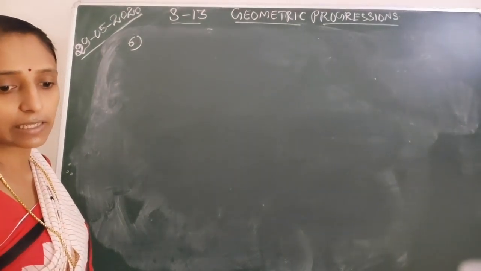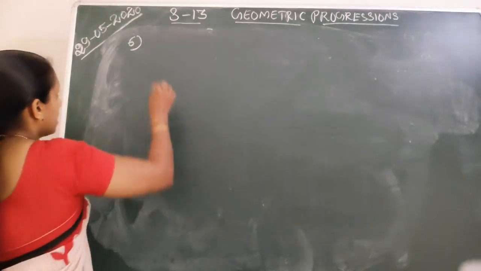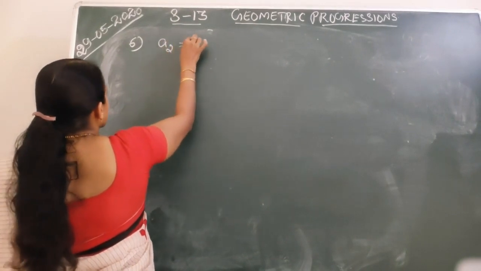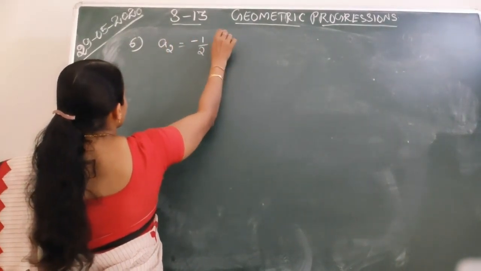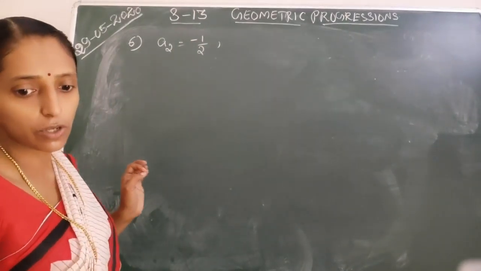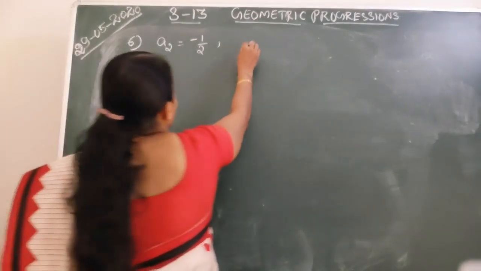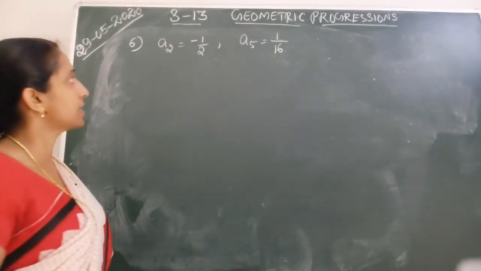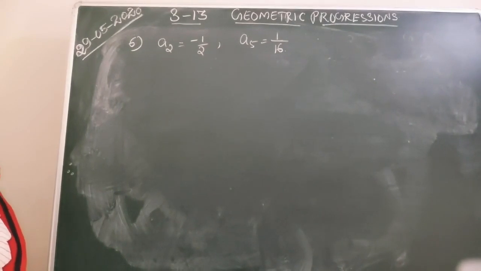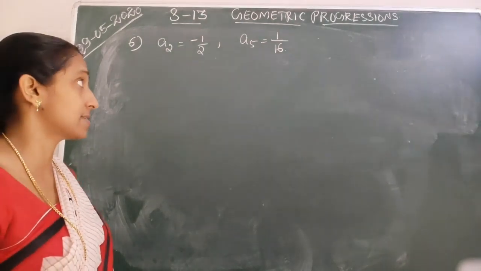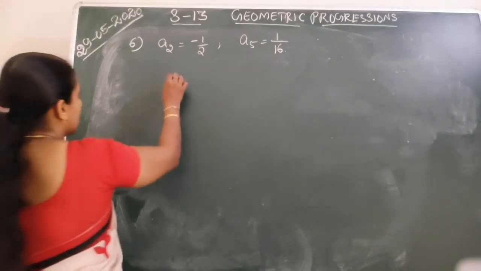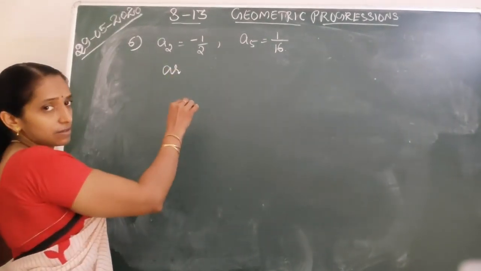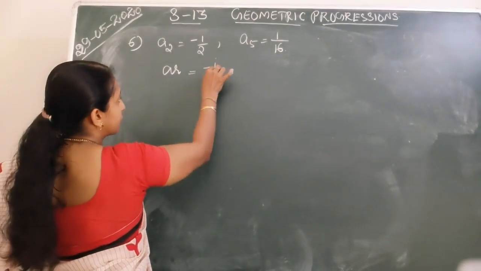Question number 6 is given. The second and fifth terms of the series: A2 is given as minus 1 by 2. The second term of the series is given as minus 1 by 2, and the fifth term, A5, is given as 1 by 16. Find S8, the sum of 8 terms. So by using the formula, AR is equal to minus half.